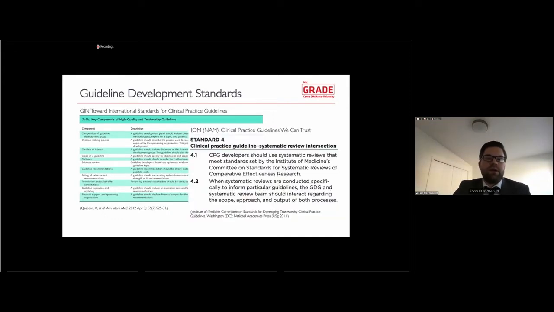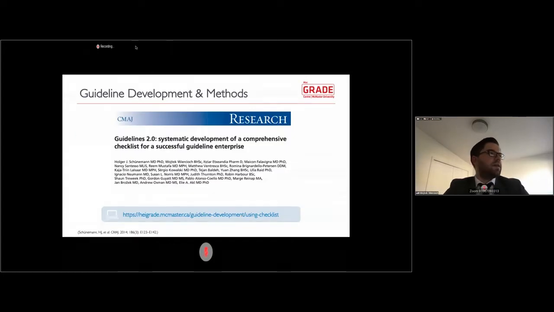and those from the Institute or National Academy of Medicine, as it's now known, including specific standards around how the evidence should be synthesized, how scope should be determined, how conflicts of interest should be managed, etc. And that has led us to having more rigorous methods for developing guidelines and standards that we should adhere to when we develop guidelines.